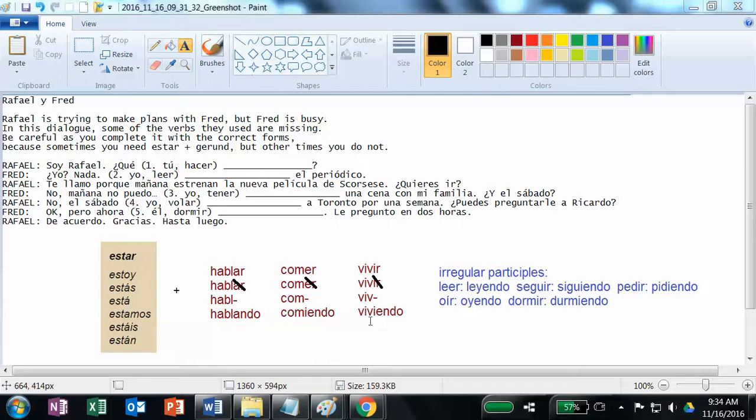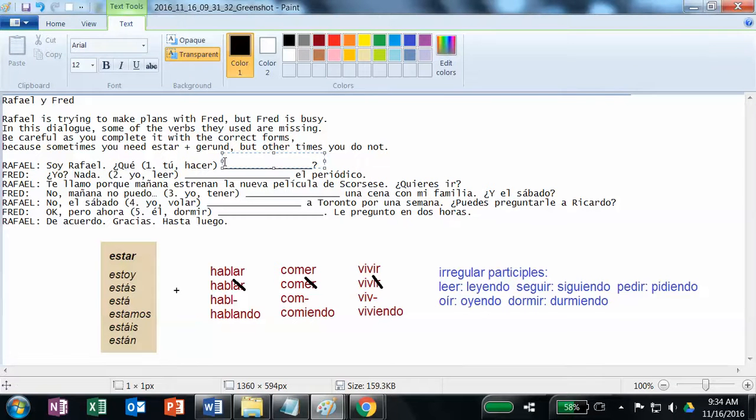So, soy Rafael, ¿qué blank tú hacer? So he answers the phone. He says, hey, it's Rafael. What are you doing? This is what are you doing right now? So we can go ahead and use the present progressive. So with that being the case, tú is our subject. We need the tú form of estar. So you would pick estás. And then you need the gerund form of hacer.